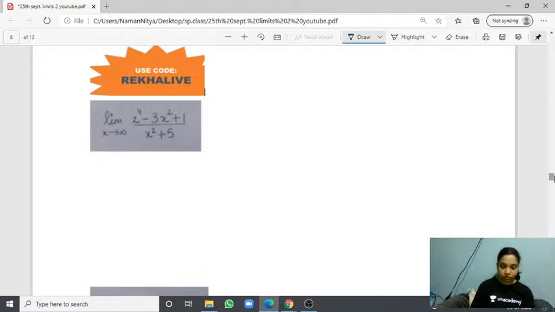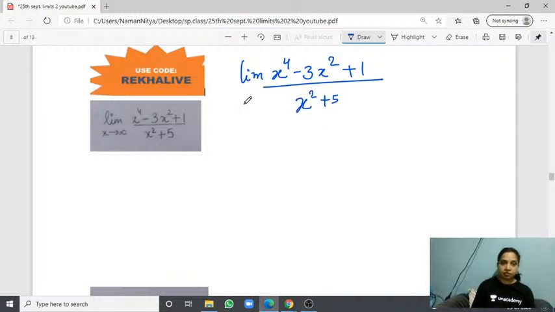Okay, this kind of function also, please remember, is another shortcut trick. What is this question? The question is limit of x power 4 minus 3x square plus 1 divided by x square plus 5, as x tends to infinity. This trick will be applicable only when x tends to infinity. In that case only you can apply.